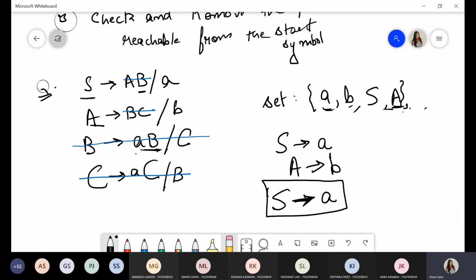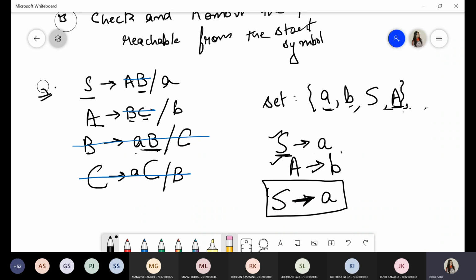So B is there, so I'm removing this AB also. B and C both are there, I'm removing this. The rest of the productions I'm going to write. So after performing this, I got these two productions. Now, if you apply the third step, it says that you have to check which production is not reachable from the start symbol.